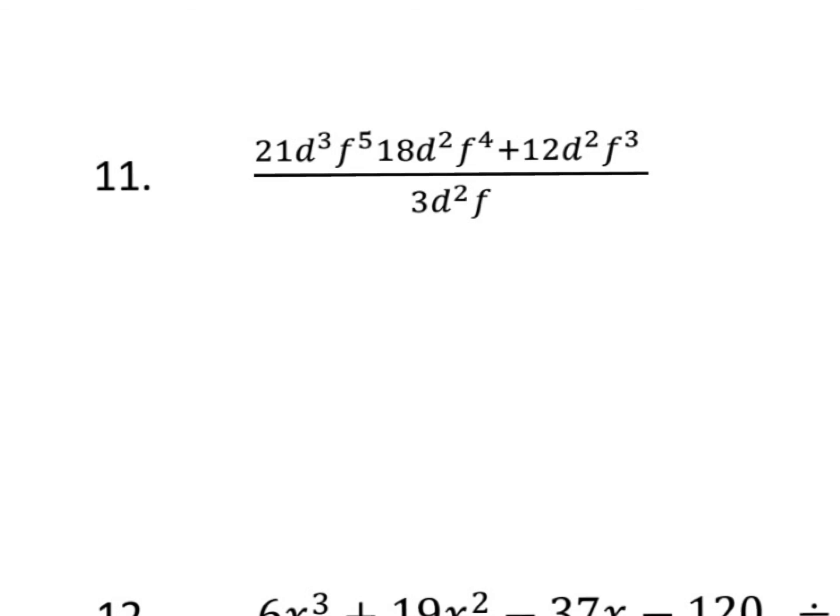All right, on number 11, I meant to stick a minus sign here. So I apologize if you did it with a plus, that's okay. But there should definitely be something in between those two. So again, we're going to do 21 divided by 3, which is 7. So then we're going to work with d. So we have d to the 3rd divided by d squared. So 3 minus 2 is 1d. You can even write it as d to the 1st.